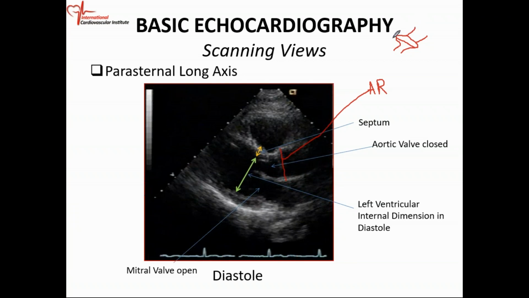Sinotubular junction is this little point right there. You can see that this measurement is going to be different from this measurement. So you have to see where you're measuring your aortic root. Aortic root is measured in diastole. All right, very important. So those are your diastolic measurements. Now we're going to look at our systolic measurements.